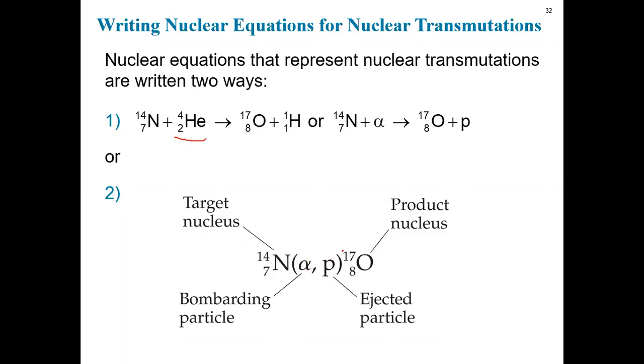Then in the parentheses, the second smaller particle, by convention, is the smaller particle in the product. So in the product, this is a proton. The name is P. Then you close the parentheses and write the product nucleus. So our product nucleus is this oxygen 17. As we noticed from Tuesday's class, these two locations, your ejected particle and your product nucleus, are kind of out of order compared to the equation, where you write oxygen first. So you put the proton ahead of the product nucleus, inside the parentheses.